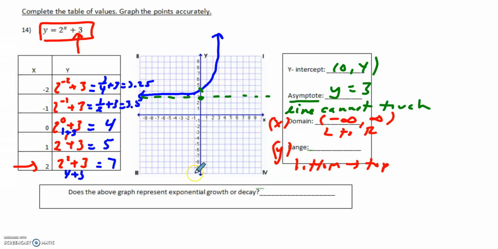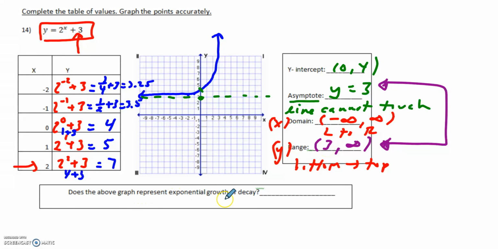So the lowest value that this graph gets really close to is 3, and then the highest value is all the way to infinity. So that means that my range is from 3, parenthesis because I'm not touching 3, all the way to infinity. And yes, guys, there is a connection between the asymptote and the range. This is the line I cannot cross, and this is the same place that the range starts.